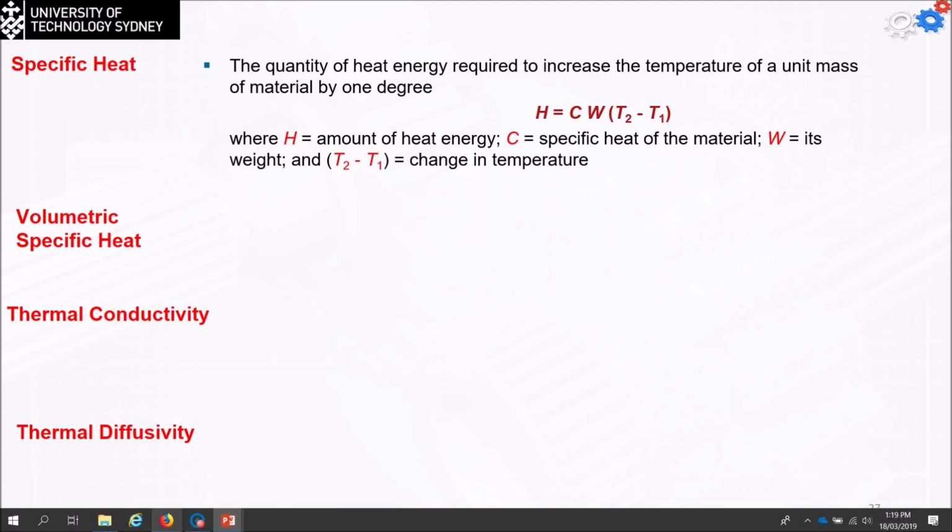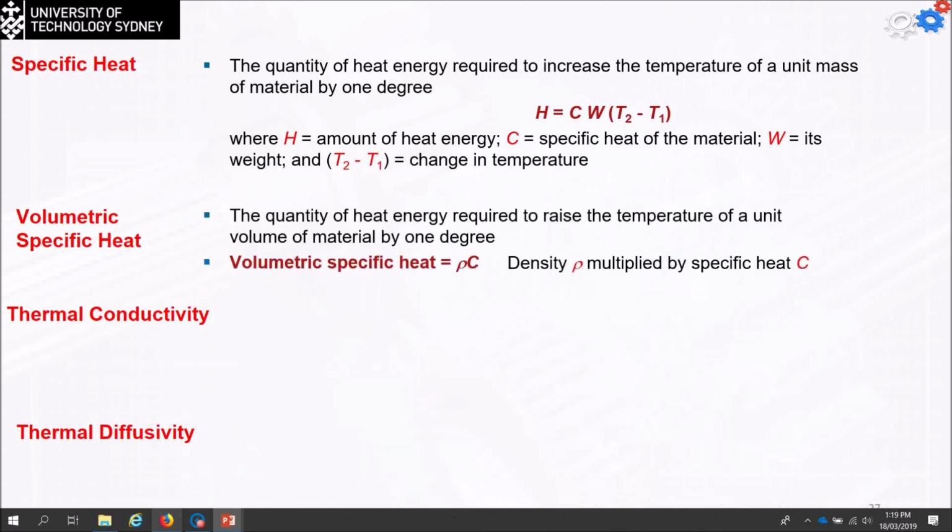The volumetric specific heat is the quantity of heat energy required to raise the temperature of a unit volume, so not the unit mass as we had in the specific heat, by 1 degree. So in this case, it's going to be called rho C, the density multiplied by the specific heat value in this equation.